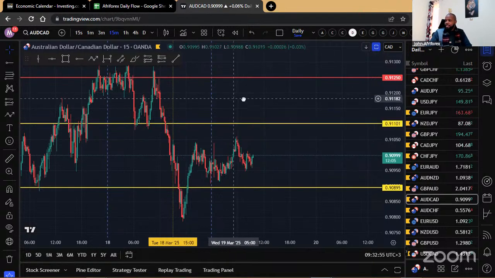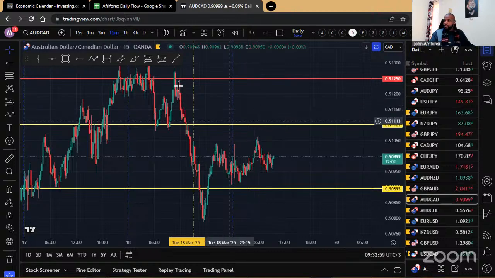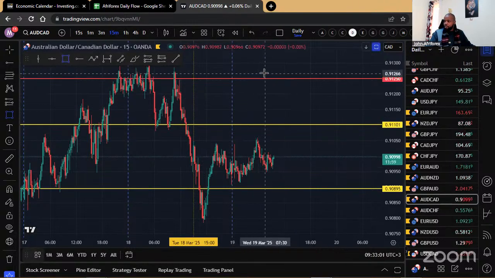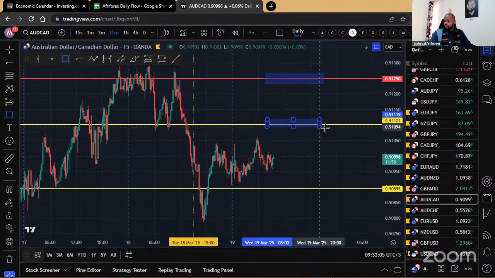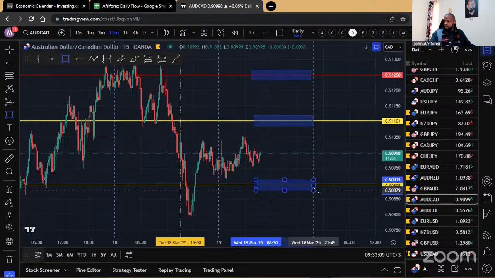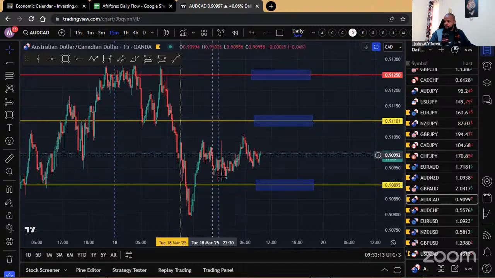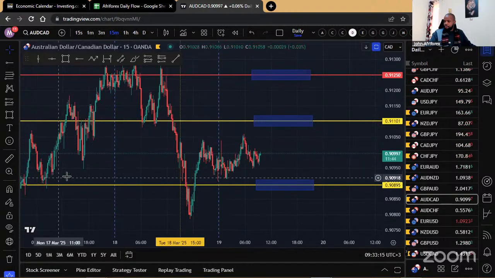So the next one, this is the Australian dollar against the Canadian dollar. So for this one, this is also a new entrant on our watch list, and we will be trying to see whether we can get some selling opportunities on this one. So these are the three areas that we've marked out. You can see that the sellers came down aggressively. There was some sort of a probe there. The market seems to be holding above a region of support.